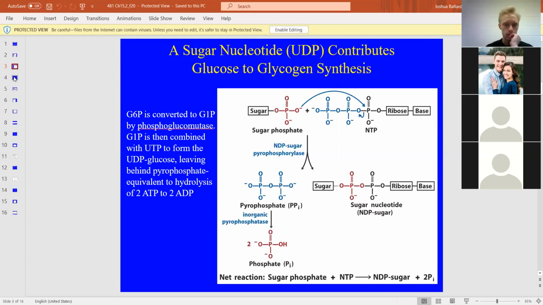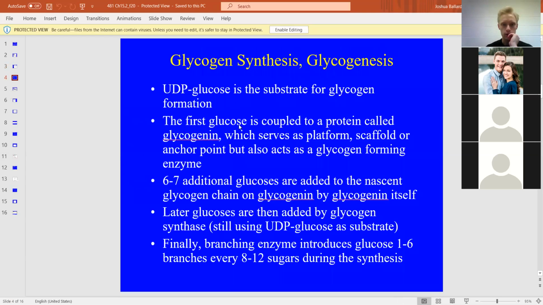So in formation of glycogen, the first glucose needs to be coupled with glycogenin, and that's the key there. So glycogenin is the source, and glucose molecules bind to it. That allows it to stay there and gives it an anchor point, and glucose molecules are then added onto that. 6 to 7 additional glucoses are added to the glycogen chain.